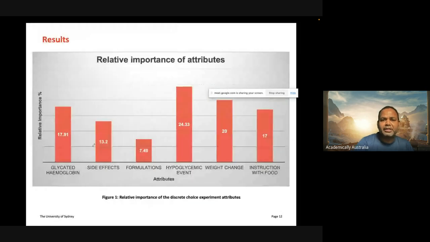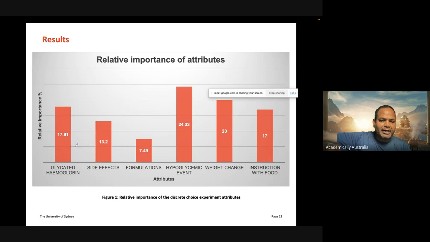But if you see the relative importance of attributes, the hypoglycemic event: most of the patients with diabetes very frequently get hypoglycemic events, and sometimes they need to take some sugar, maybe chocolate, to improve their sugar level. So they gave the highest preference to this, and number two, they gave weight gain. As you know, only metformin does not increase body weight, and otherwise most of the medications increase the body weight of diabetes patients.